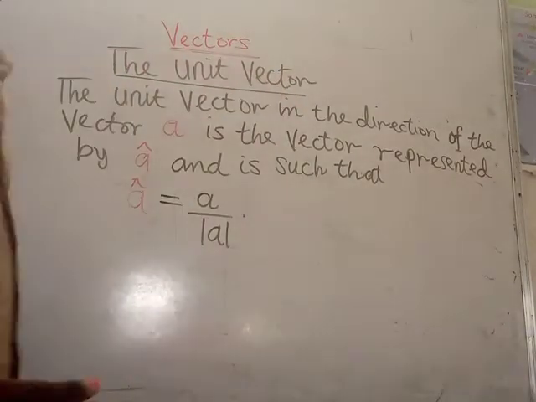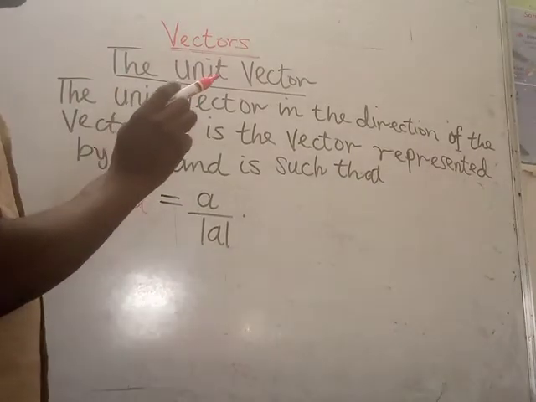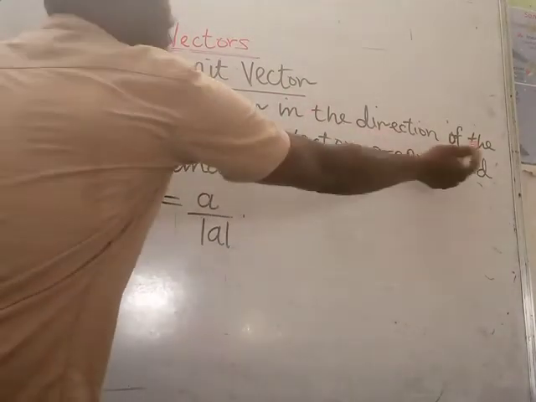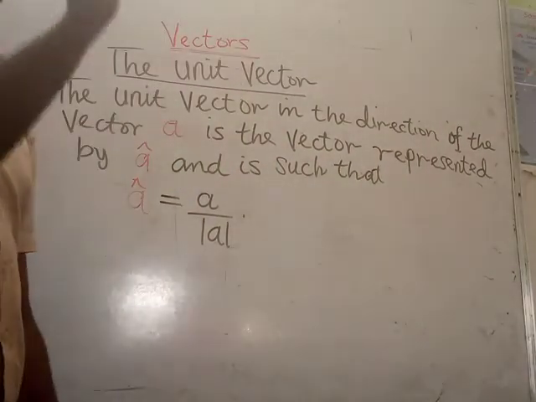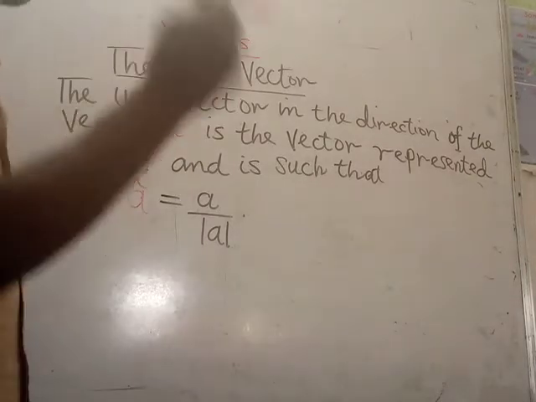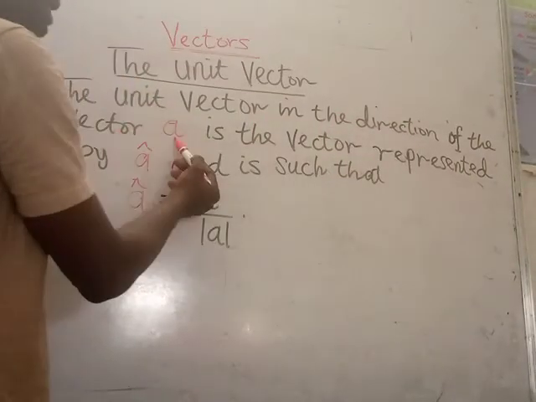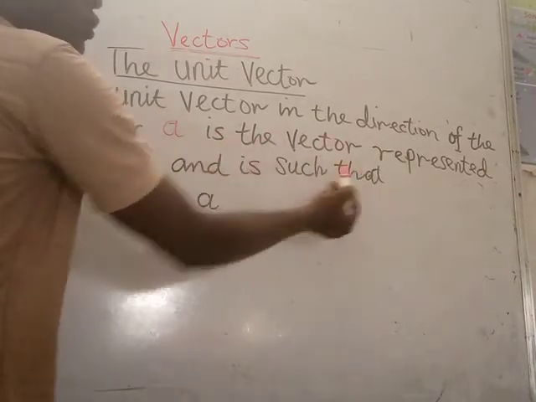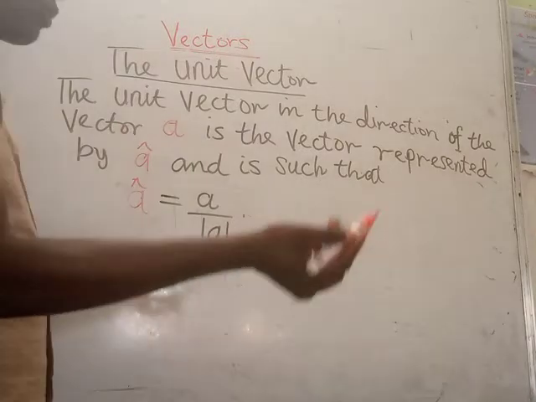The unit vector. The unit vector in the direction of the vector. A unit, just one. That's the meaning of unit. A unit vector in the direction of vector A is the vector. So a unit vector is a vector which is in the direction of another vector.